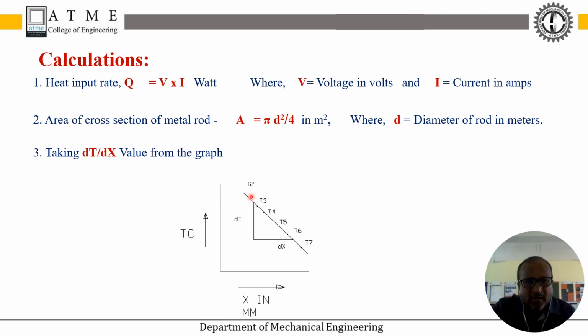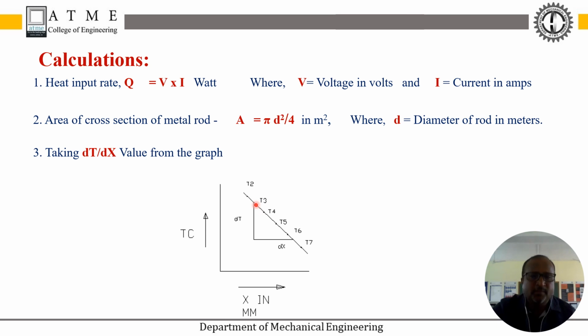For example, T2 is the temperature at the first point of the rod, T3 is the temperature of the second point, T4, T5, T6 and T7 along the length of the rod. Right? You can see the temperature is decreasing. This is the heating end, this is the cooling end. The temperature changes from heating end to cooling end in this pattern. It is decreasing all the time. The gradient is like this.